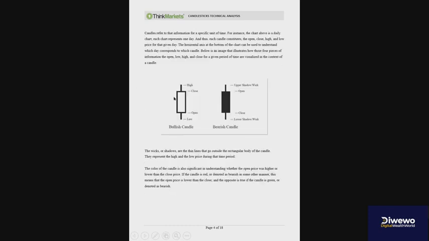As you can see, this is a representation of a candle. This one is a bullish candle. Bullish means when something is going up, while bearish means when something is going down. So I'm going to use this white candle as a bullish candle, and this black one as a bearish candle. When something is going up, it's bullish, while something going down is bearish.